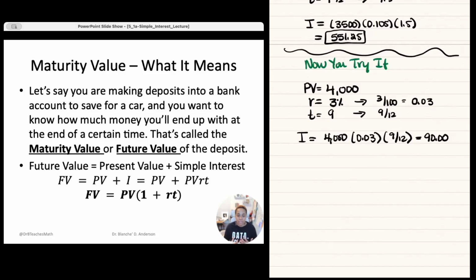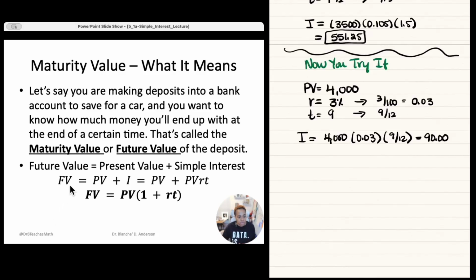So when you talk about the maturity value, that means, let's say you're making deposits to a bank account. Like the example says, you're saving for a car. Sometimes you want to know, how much money am I going to have at the end of 10 years if I'm saving $50 a month at this interest rate? How much am I going to have at the end of 10 months? Because you want to know, what's my progress, right? Well, that's called the maturity value or the future value. So here's the formula for that.